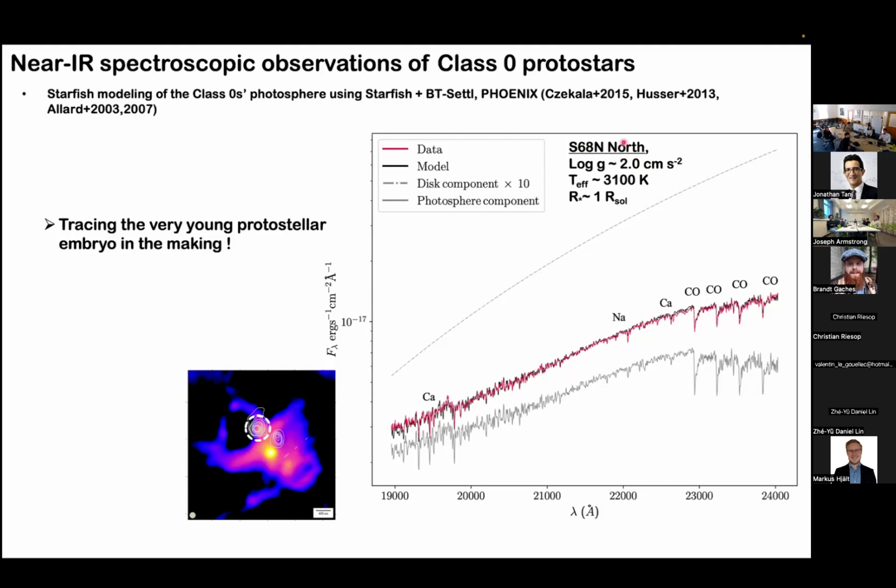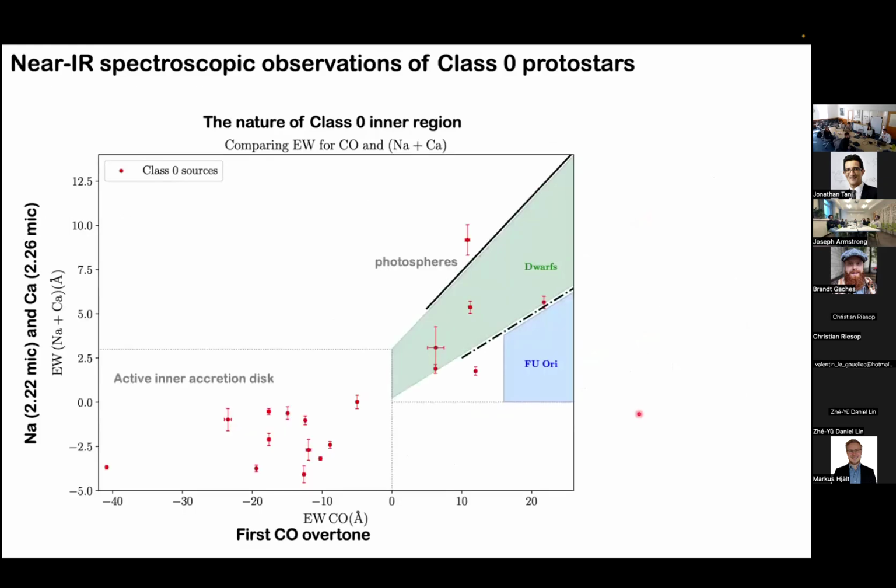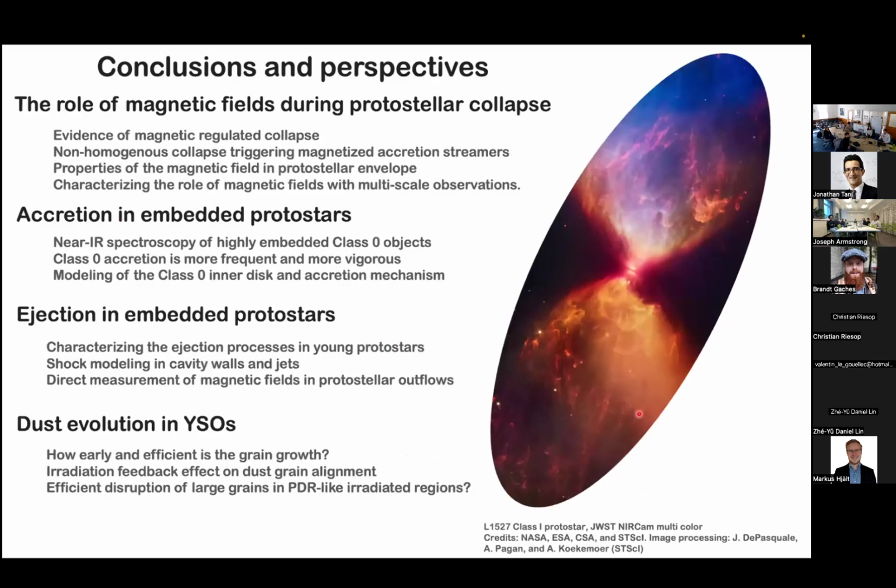And to give you an idea, Class 1 has a surface gravity of 3 to 4. So we are really observing the very first nascent stellar core of the future star. Okay, and I'm finishing here.